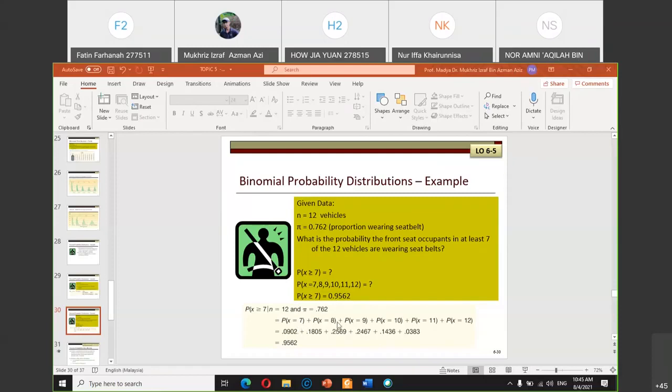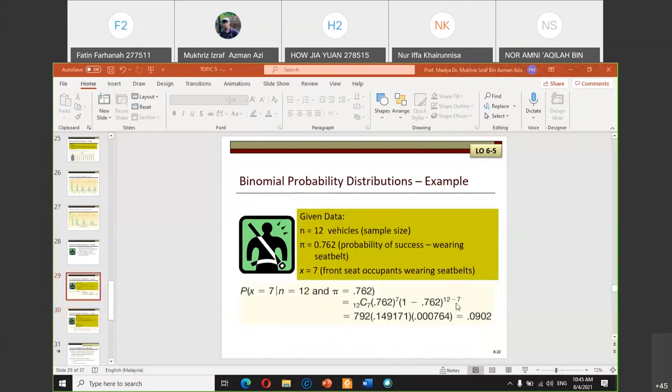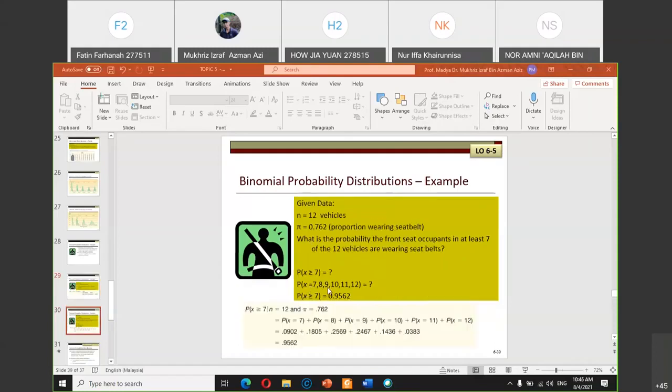If you were to calculate this probability manually, meaning that you need to repeat the process from the formula nCx and whatnot, from this formula here, you need to repeat the process 1, 2, 3, 4, 5, 6 times. Meaning you need to calculate P(X) equal to 7, P(X) equals to 8 until P(X) equal to 12 using the nCx formula just now, and add everything, and you should be able to get the value of at least 7, or 7 more or equals to 7. So the value will be 0.9562. Okay, 7 or more.